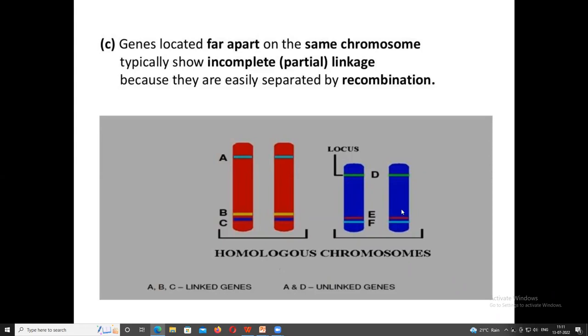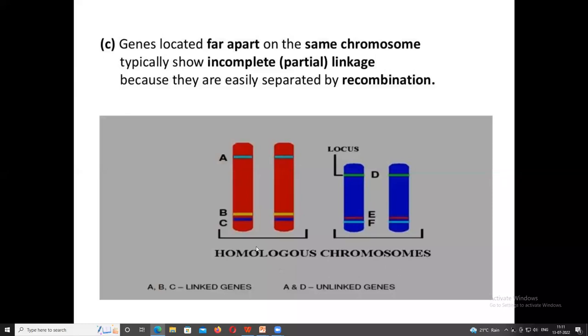On these chromosomes, what are the linked genes? This set, what are the linked genes? E and F. Very nice. My lecture speed will depend on your answering speed. Okay.